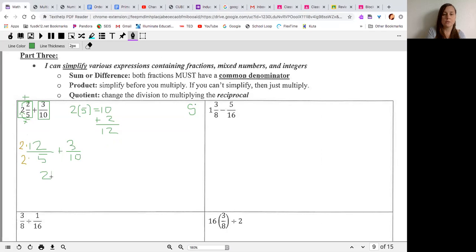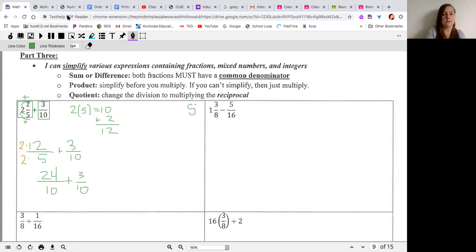So I now have 24, and the 2 times 5 was 10, plus 3 over 10. So now I have 24 plus 3.